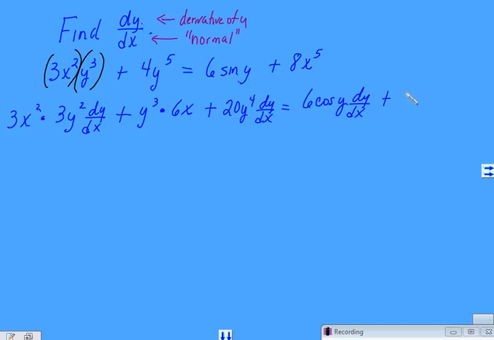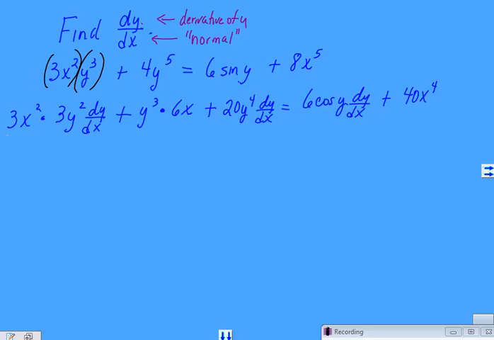And then last but not least, ax to the fifth becomes 40x to the fourth. That's not a y, so we are not going to put a dy over dx with it. Now, here's where I have more people mess up these problems, particularly these ones that had product rules in them. You need to take one extra line of paper and go back and clean this up before you try to actually isolate dy over dx.